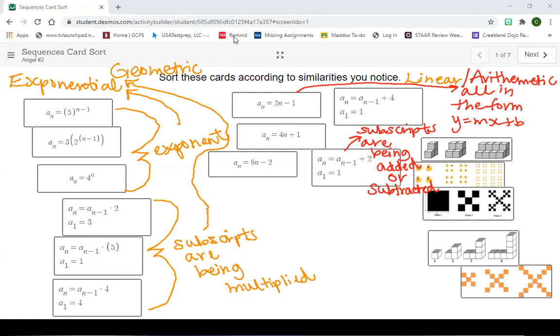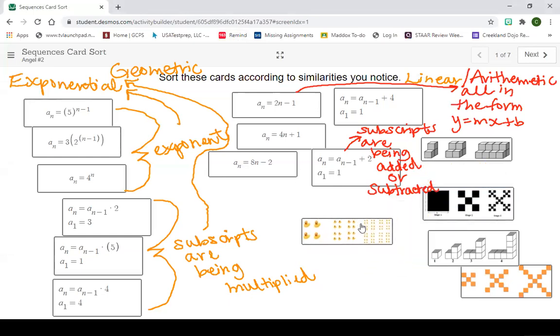So how do you tell, like this one, the rubber ducky one, how would I be able to tell which one that belongs to? Does it belong to exponential or arithmetic? Why? How do you know it's being multiplied by 4? Yeah, so there's 4 rubber duckies, then 16 rubber duckies, then 64 rubber duckies, right? So this would be exponential because it's being what? Multiplied, right?